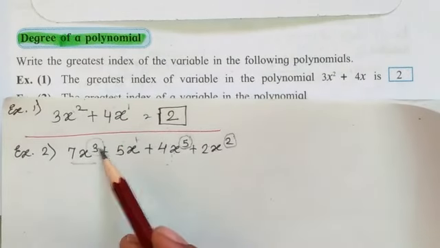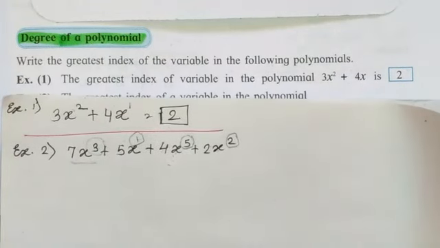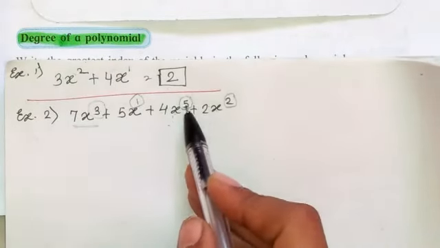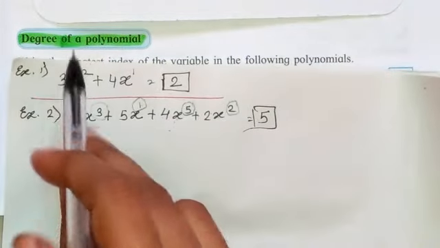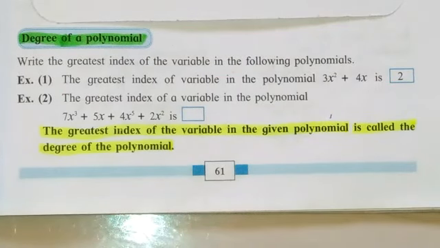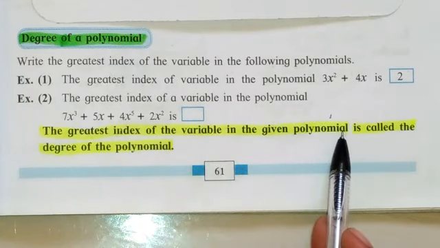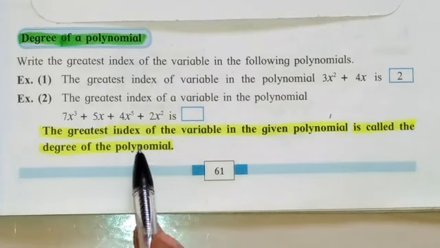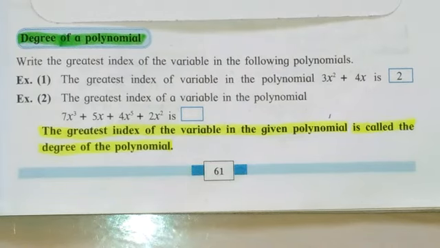So among this 3, 1, 5, 2, which index number is the greatest one? So yes, this 5 is the greatest index number. So this 5 is nothing but the degree of polynomial. Got it, students? Let's see the definition of the concept. The greatest index of the variable in the given polynomial is the degree of the polynomial. You have to write this definition along with these two examples in your classwork notebook.